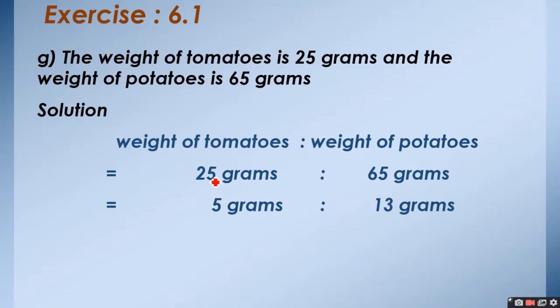And how will it be 5 ratio 13? 5 fives are 25 and 5 ones are 5, 1 carry. Now it becomes 15, 5 threes are 15. So we got 5 ratio 13 as the answer.